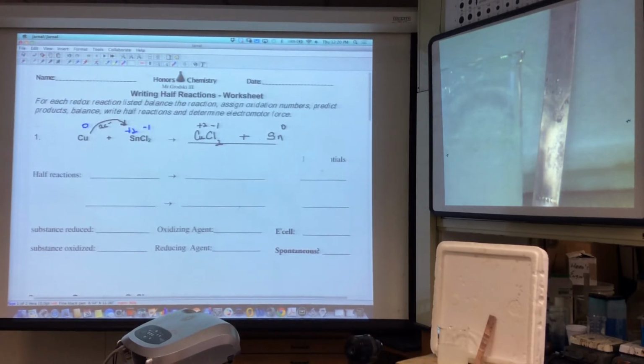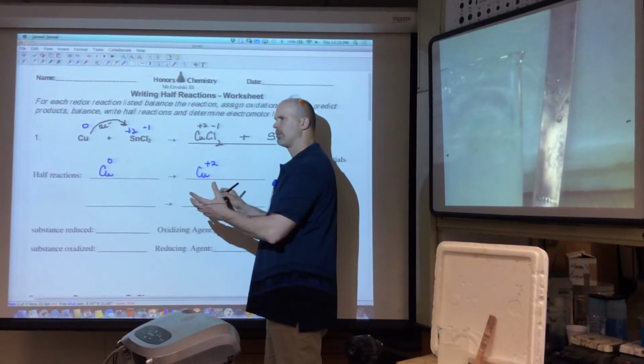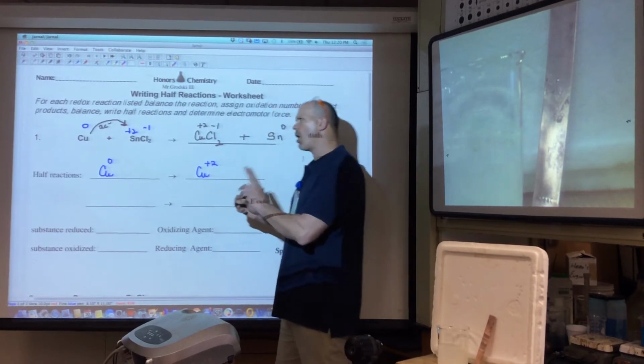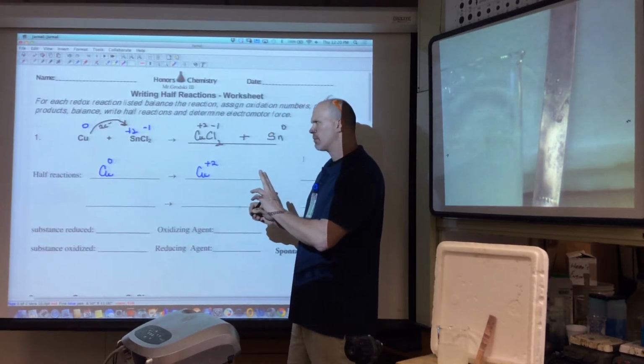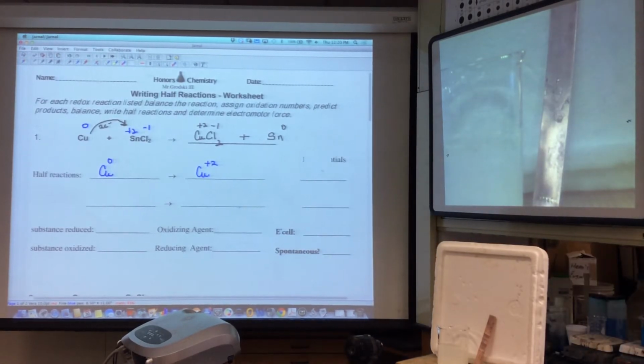First of all, let's start with the oxidation. Who's getting oxidized? Who's changing here? Yeah, Cu. Copper 0 is going to become copper plus 2. Now, how many electrons are involved in this exchange? 2. So where do they go? And the check is that both sides of a half reaction have the same, equal charge.